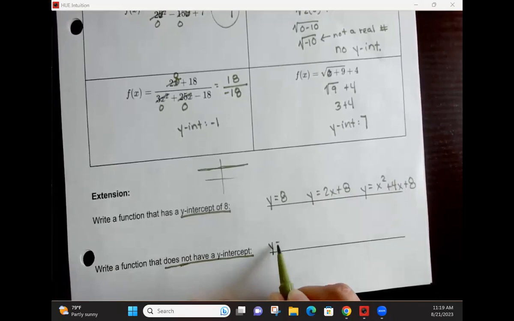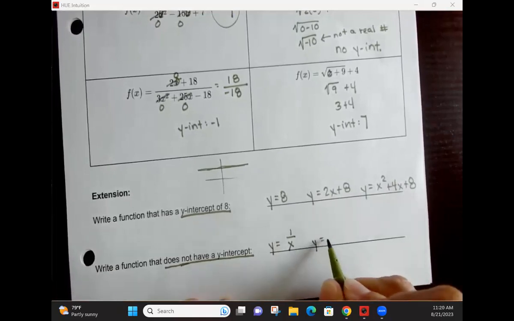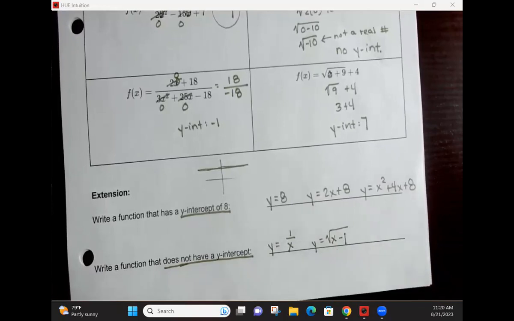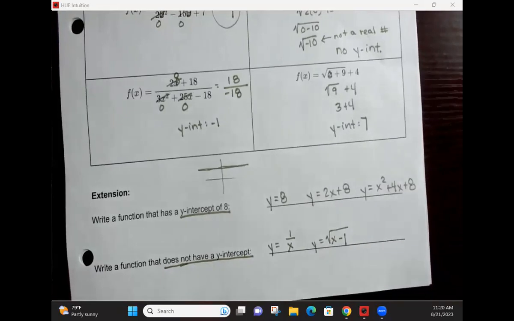Our simplest functions, I think, that would not have a y-intercept would be maybe 1 over x, because if I plug in 0, that's undefined. I could have also done the square root of x minus anything, because when I plug in 0, that would be the square root of a negative. That would work too. Again, you could have done something more complicated if you wanted, but those would be some of our simpler examples.